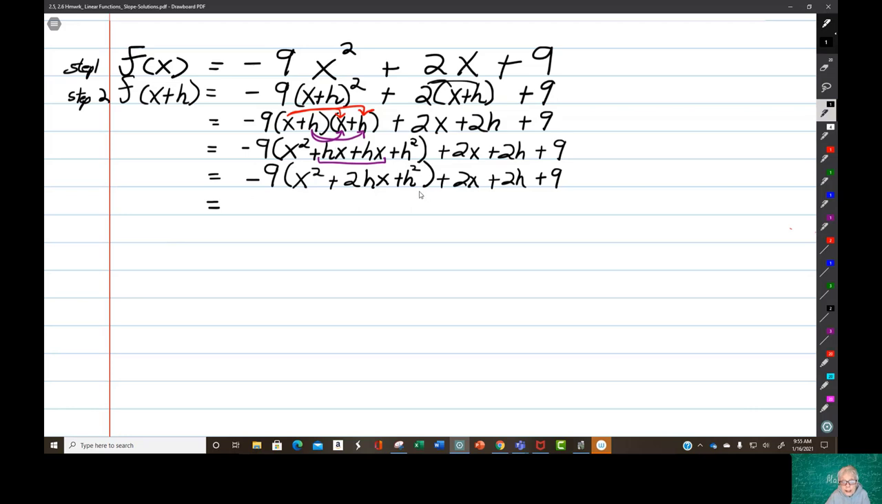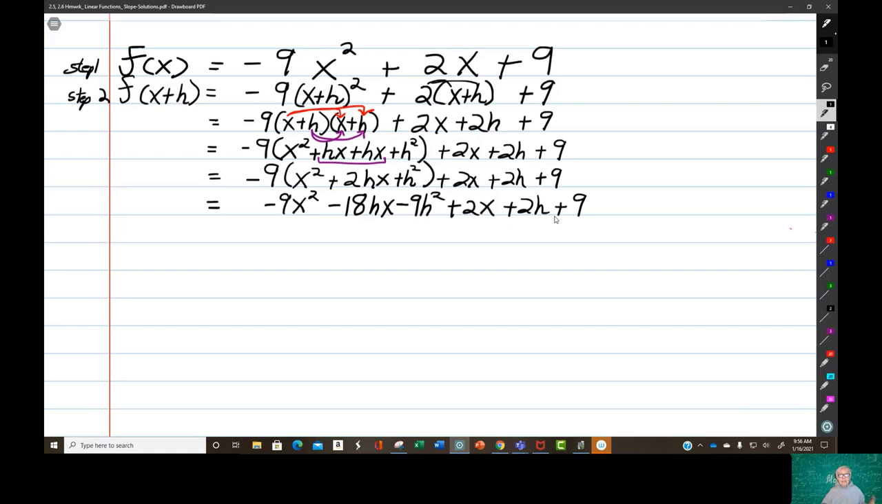I've got a number in front of parentheses. I have three terms inside the parentheses. The negative 9 has to multiply each of these terms. So negative 9 times x squared is negative 9x squared. And negative 9 times positive 2hx is going to be negative 18hx, because negative 9 times positive 2 is negative 18. Okay, and negative 9 times positive h squared is going to be minus 9h squared. And then I write the rest of it, plus 2x plus 2h plus 9.